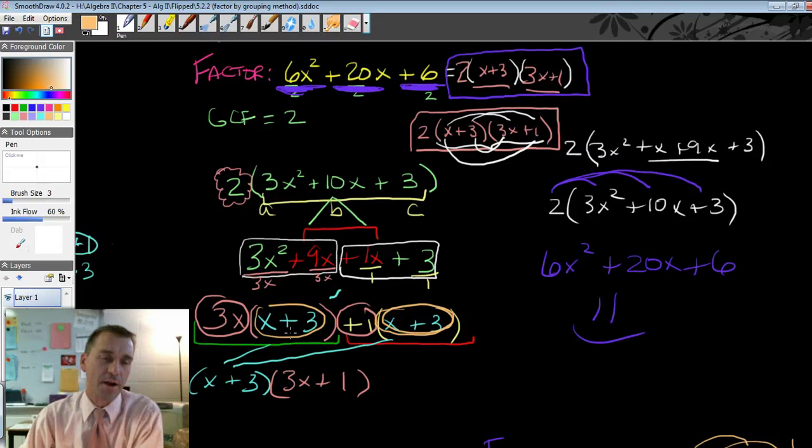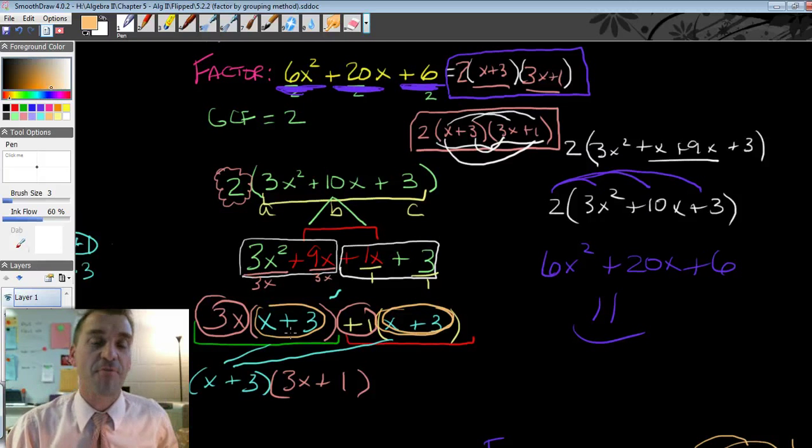So there you go, guys. Rock and roll. We're going to practice these in class. And we're going to get very, very good at factoring these trinomials. Pumped up. Later.